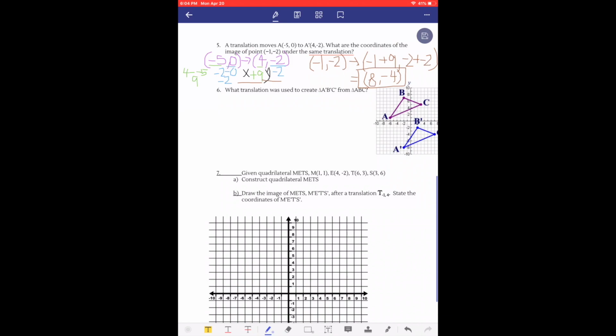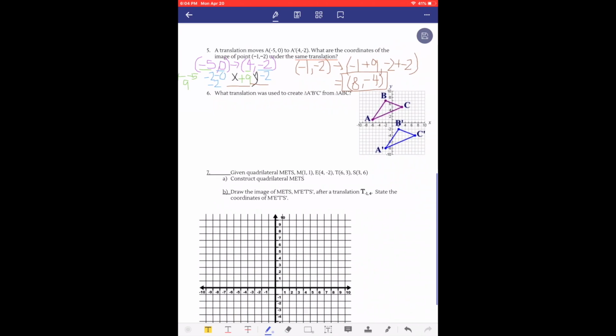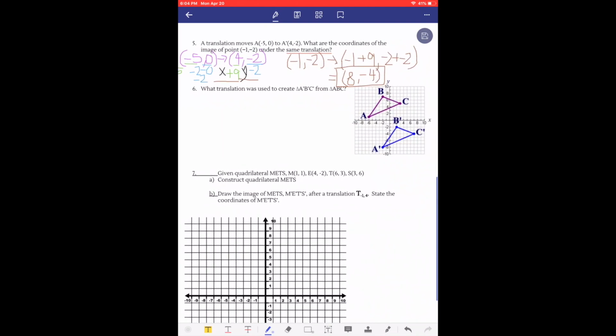Question 6. What translation was used to create A prime, B prime, C prime from A, B, C? So we're looking at two different triangles from a translation. You can tell that it's a translation because it's the same image. It looks the exact same. It just looked like it was shifted. And in this case, ABC is the purple triangle at the top. So it was shifted down and then a little bit to the right.